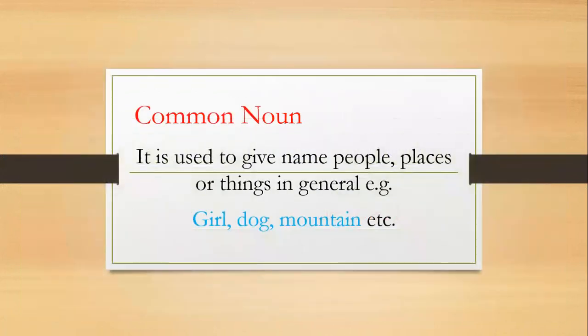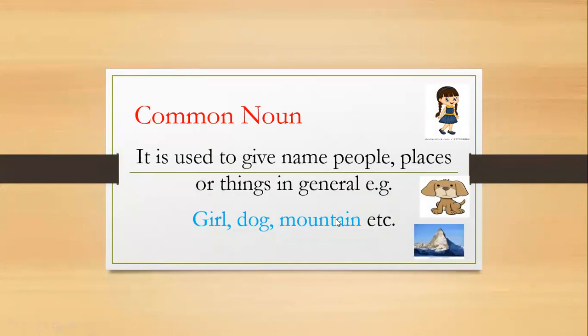What is a common noun? It is a name that can be given to all. Common noun is used to give names to people, places, or things in general. Girl. This is a name that can be given to all. I can call all the students, all the girls, as girl. I can call all the dogs as dog. I can call all the mountains as mountain.